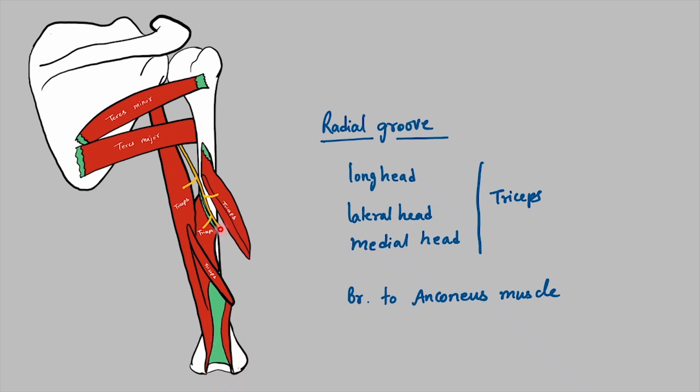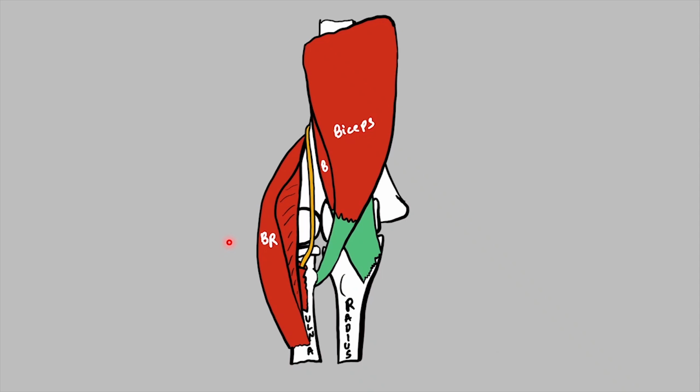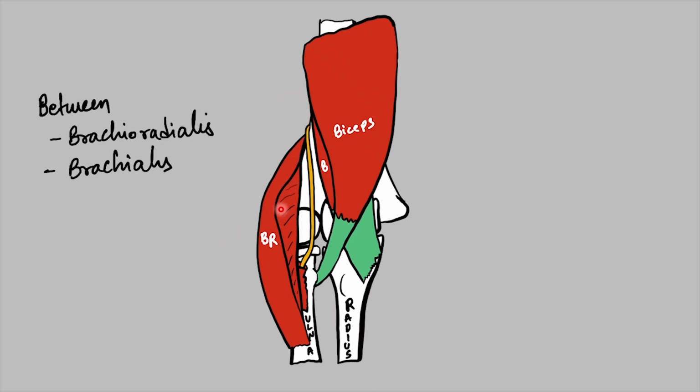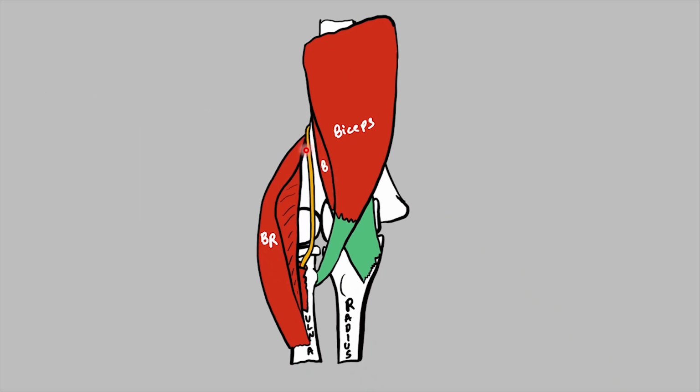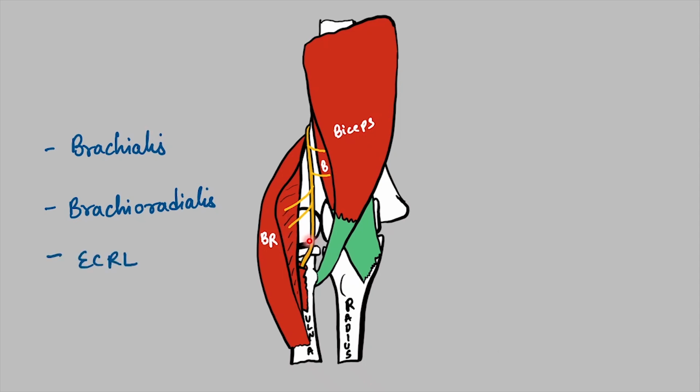Now the radial nerve is going to pierce the lateral intermuscular septum and comes anteriorly into the anterior compartment of the arm, where it runs between the brachioradialis muscle and the brachialis muscle. In this region, it gives motor supply to the lateral half of the brachialis muscle and the brachioradialis muscle. Another motor branch is given to the extensor carpi radialis longus muscle, which helps in extension of the wrist joint.